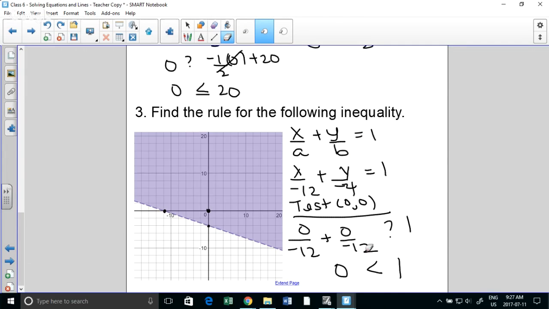Yeah, 0 divided by negative 4. Irrelevant, but yes. So we want it this way. Thank you for the correction. We want it that way. So I'm just going to change this here to this, and I'm done with it. Negative 12 is the x-intercept here. Negative 4 is the y-intercept.